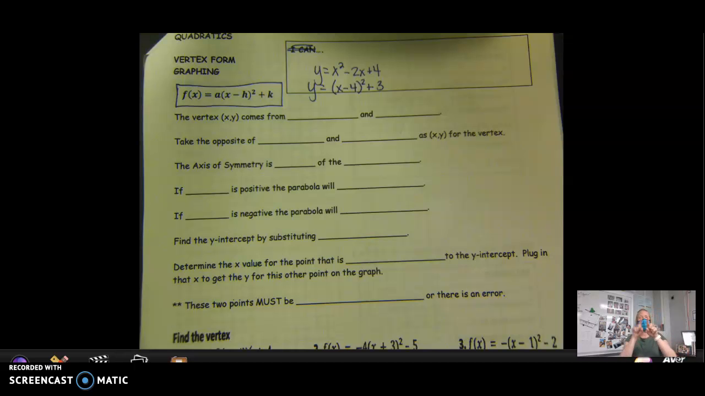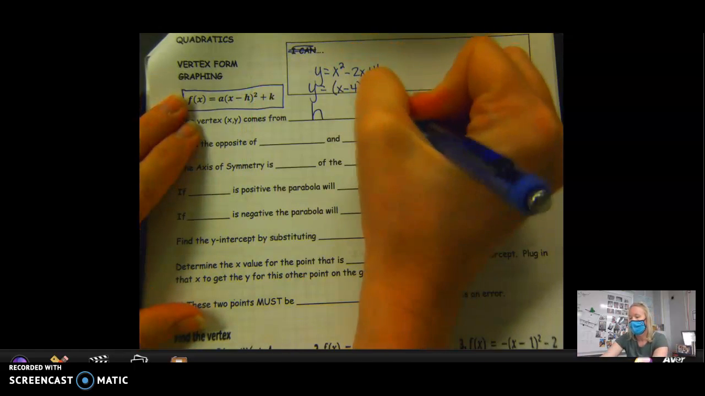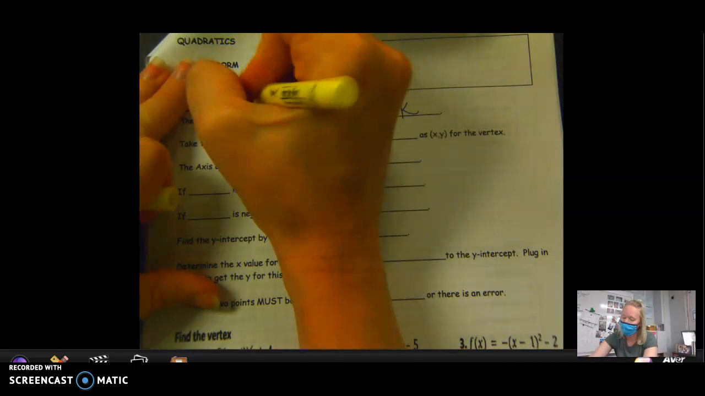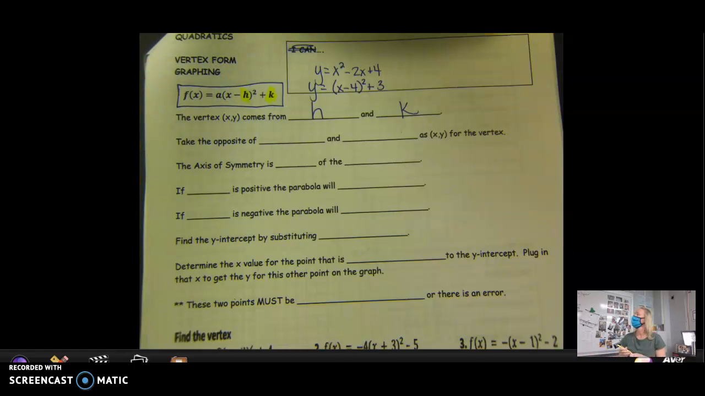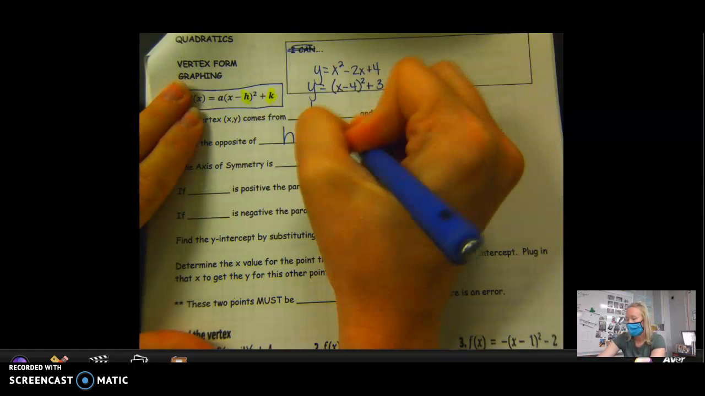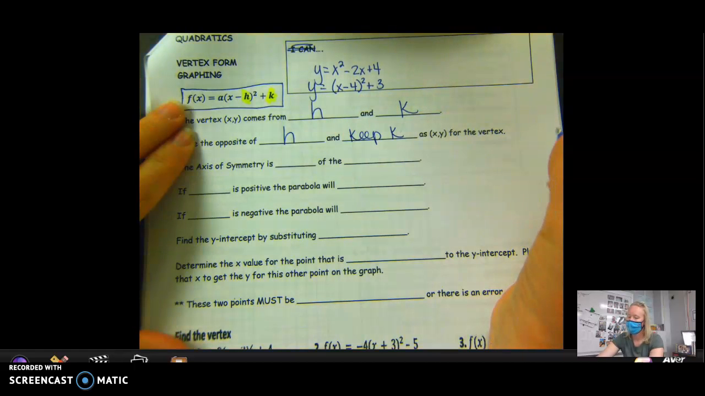Remember, the vertex is the point that's either the lowest point or the tallest point that the parabola goes down from or up from. Okay? So the vertex x, y comes from the h and the k value. So it comes from this guy and this guy. Okay? You take the opposite of the h and keep the k as your x, y for the vertex.